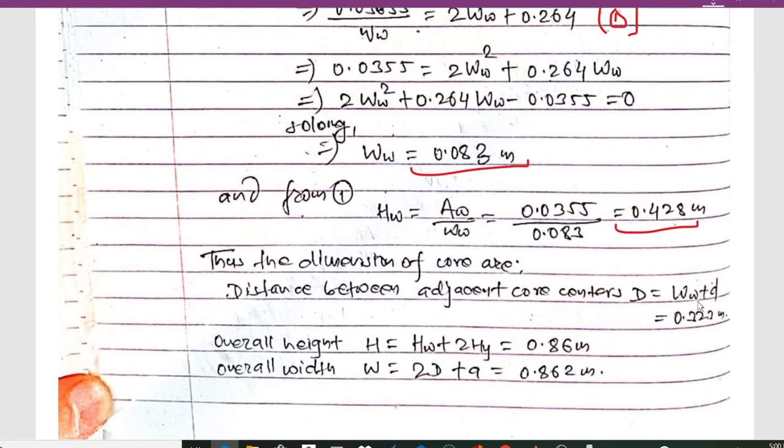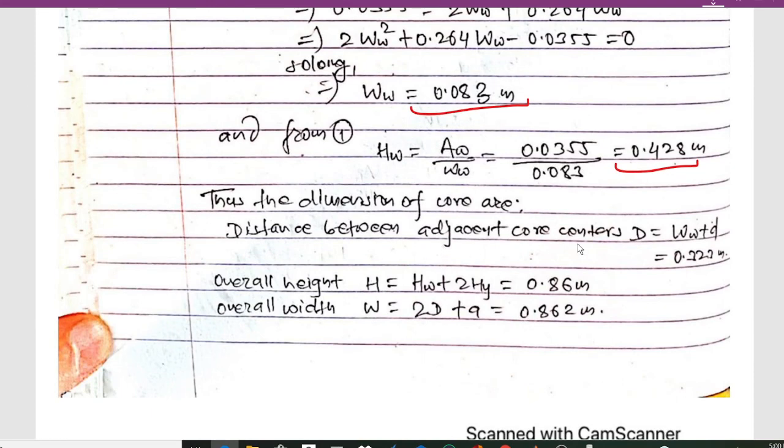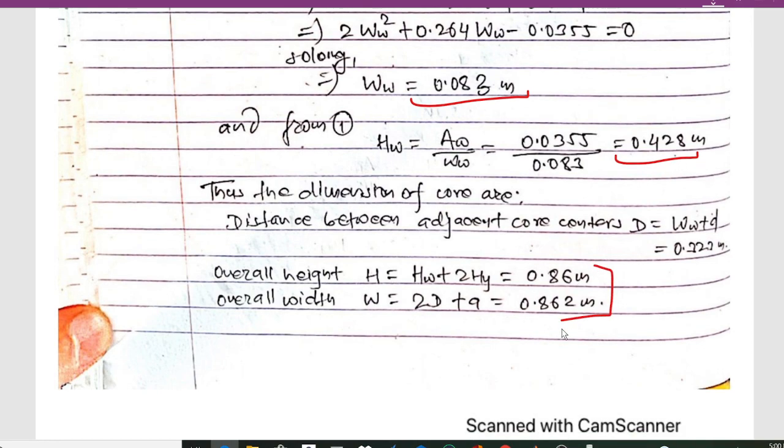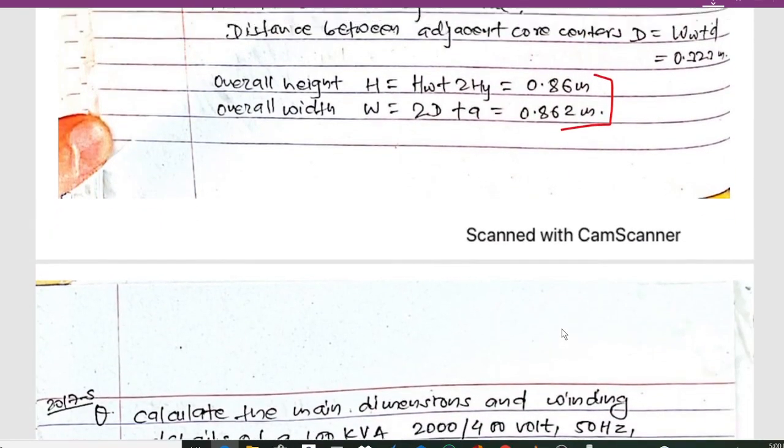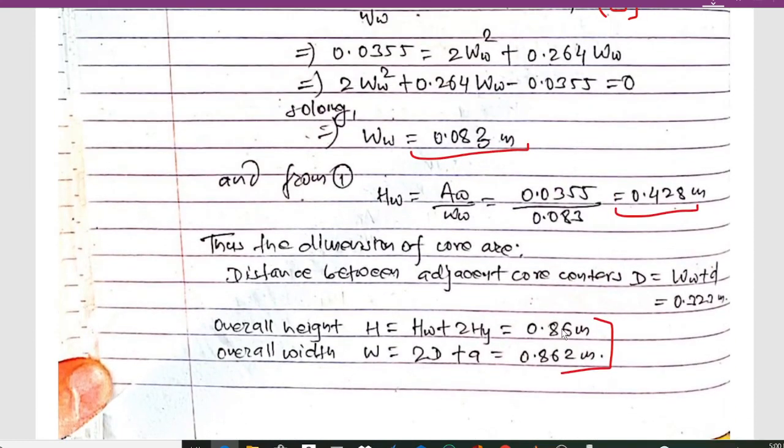Now the dimensions of the core: distance between the core centres D will be Ww plus d, and overall height will be S equals Sw plus 2Sy. Similarly, overall width will be 2D plus a, and that will be 0.862 meters. So this was our final answer.